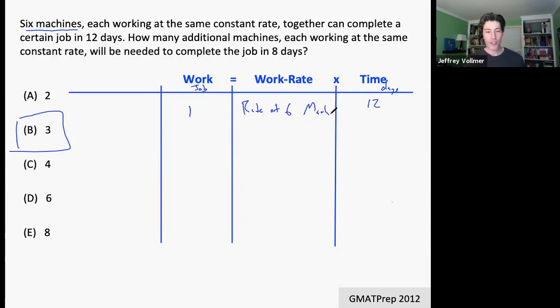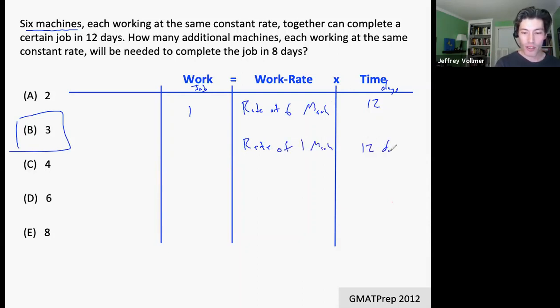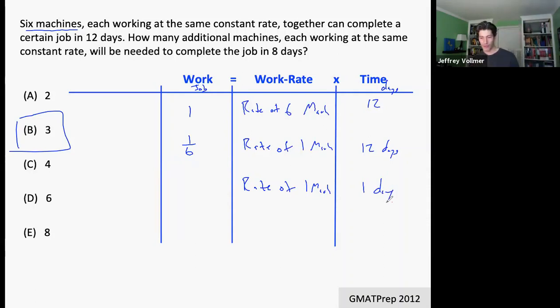Okay. And so what I can start doing here is I can start altering things. Let me figure out, if I didn't have 6 machines, but I had only 1 machine in 12 days, well, I have 1/6 of the workforce. I should get only 1/6 of the job done. Okay. Well, let's keep tinkering with this. If I keep the rate of 1 machine, but that machine only works for a single day now, how much work gets done?